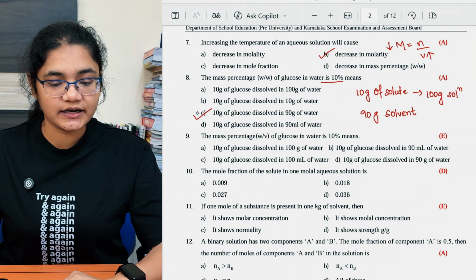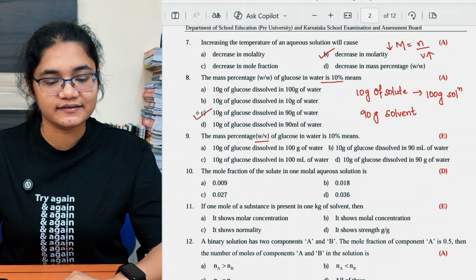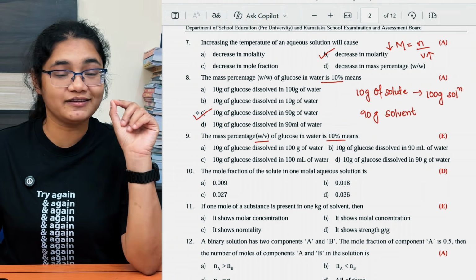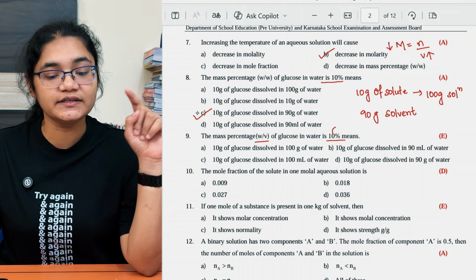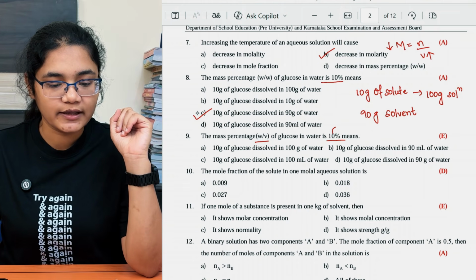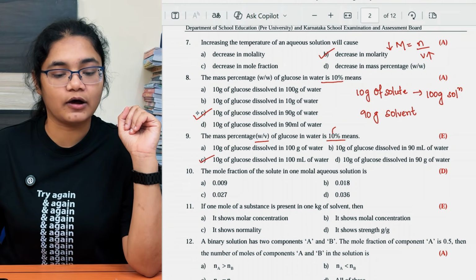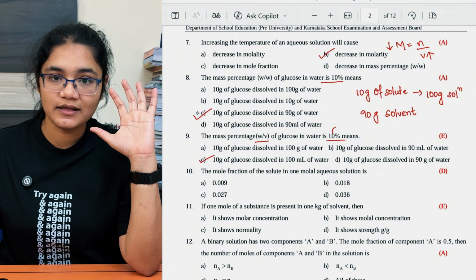Next, the mass percentage of glucose, W by V, is given 10%. W by V, V stands for volume here. So 10% of glucose means 10 gram of glucose in 100 ml of water. Okay, so 10 gram of glucose in 100 ml of water, that is your option number C here.